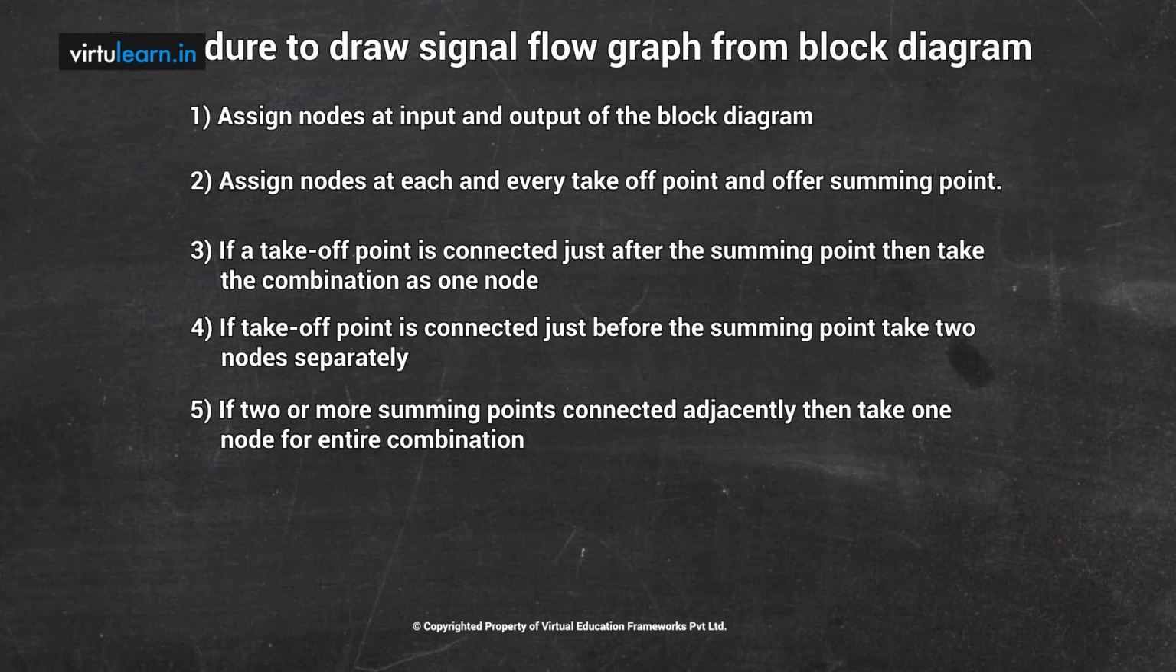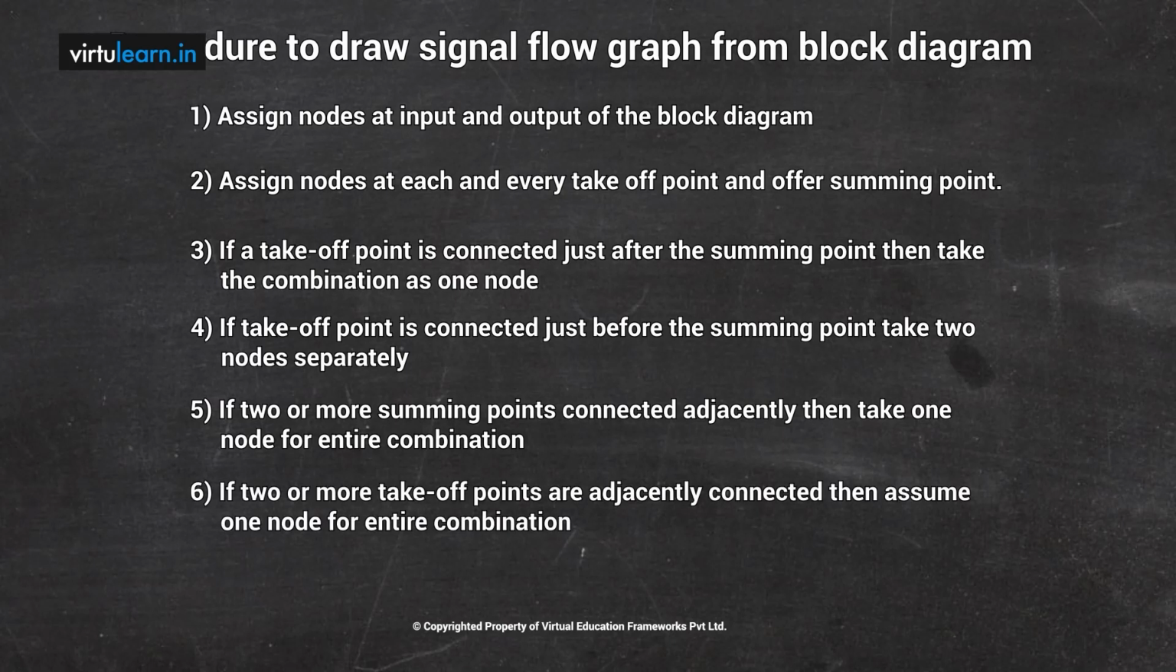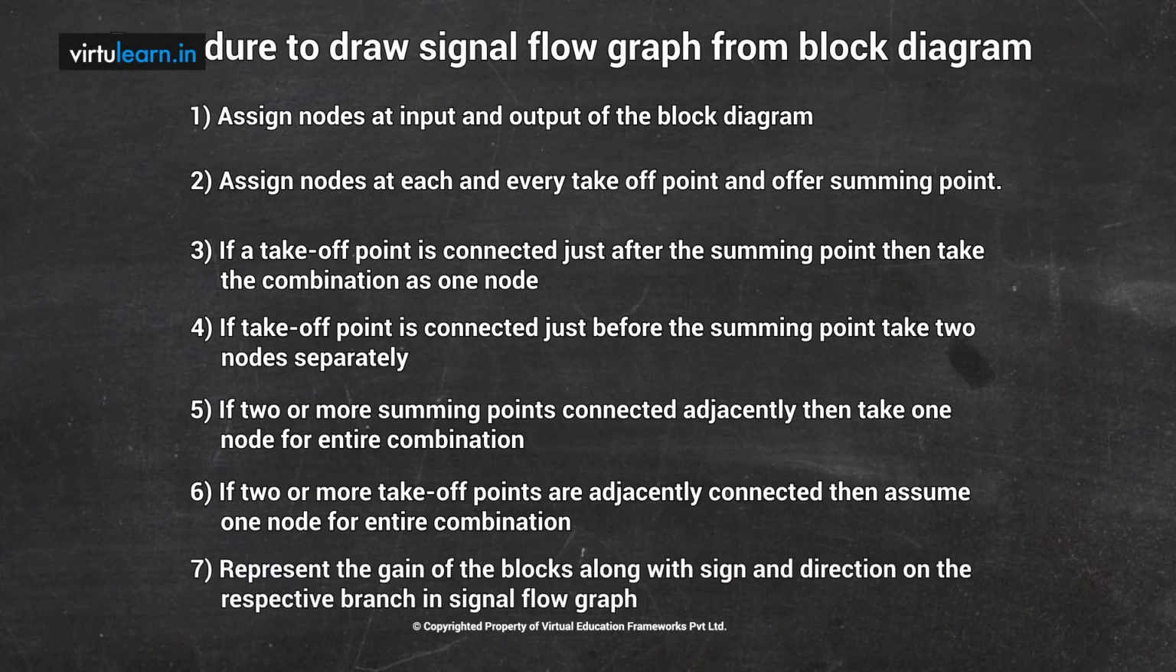Similarly, if two or more summing points are connected adjacently, then we can take the entire combination as one node. And the same case for takeoff points, if two or more takeoff points are adjacently connected, then take one node for the entire combination. Now finally represent the gain of the blocks along with the sign and the direction which is given in the block diagram. We have to take the same direction in the signal flow graph also. To understand the concept, let us look at example 1.